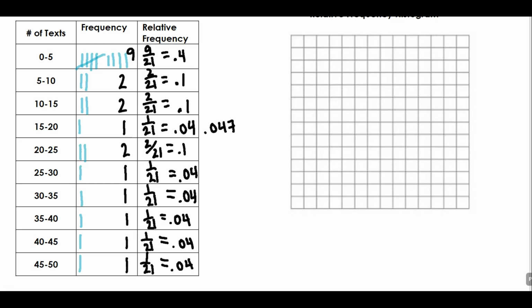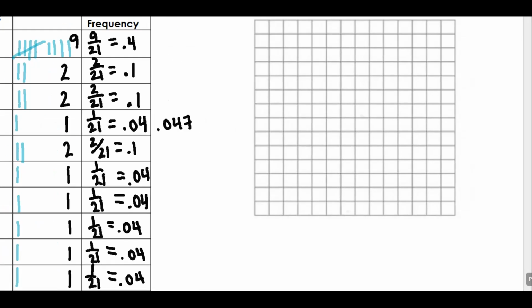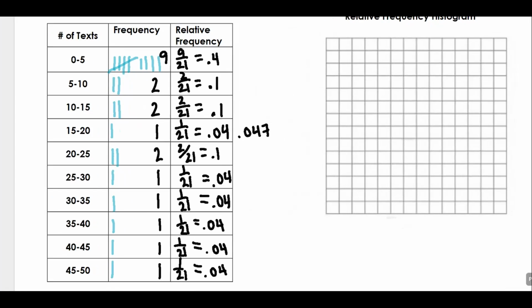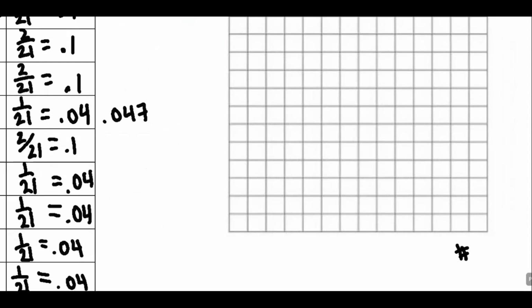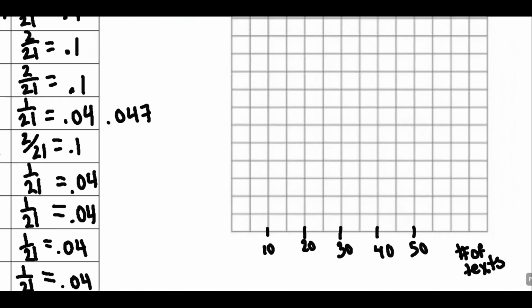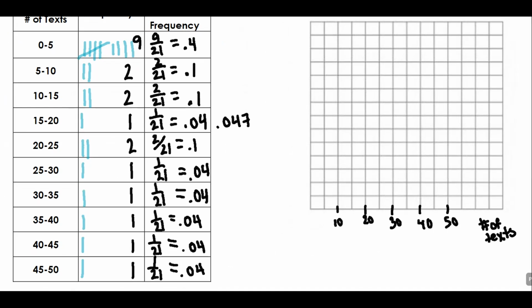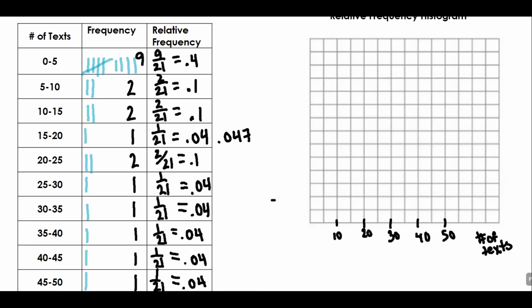So now when I'm doing this and I'm talking about the text, this is going to be number of texts right here. And so this is going to be 5, 10, 15, 20, 25, 30, 35, 40, 45, 50. Okay. And then this other side is going to be relative frequency, and that's going to be a percent.